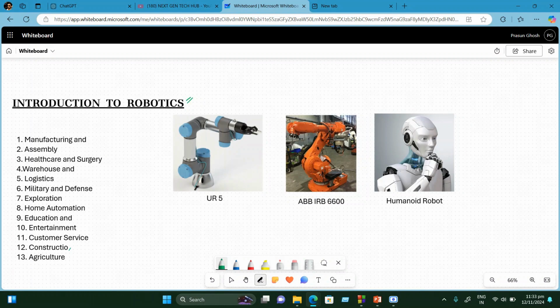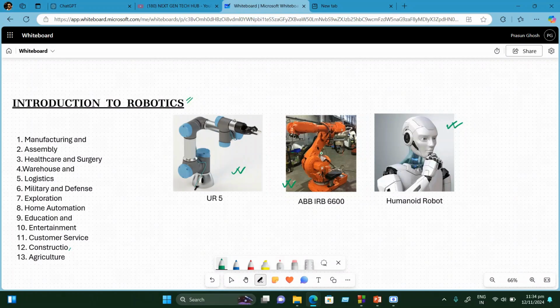Okay, so whenever the word robot comes to your mind, you must have visualized this kind of picture, right? So actually, this is a humanoid robot, and we will not discuss much about this. Our focus is to study properly these industrial manipulators. These robots are called industrial manipulators. These robots are used in industries, and these are also called cobots or collaborative robots.